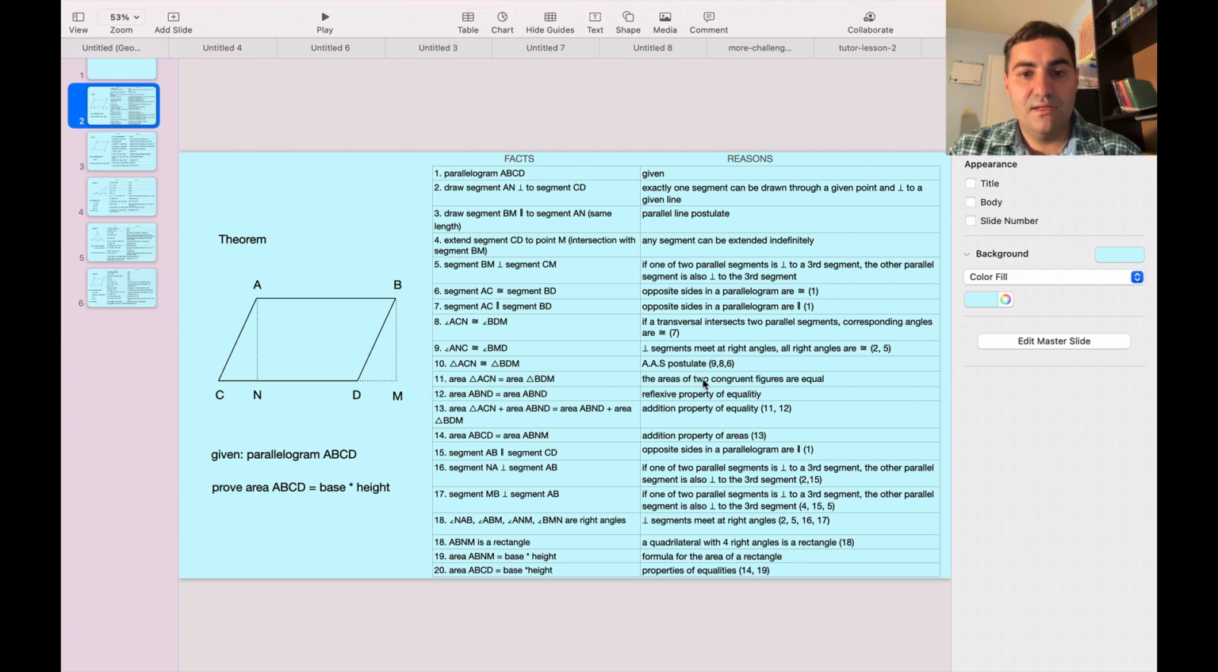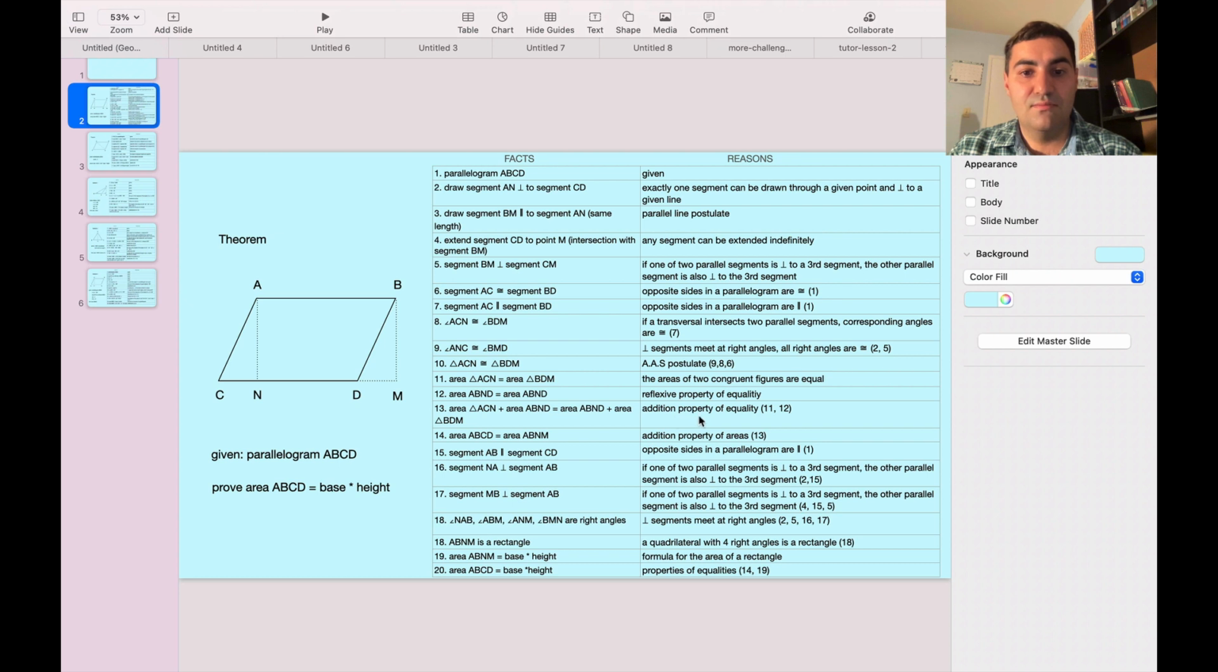So we know the areas of two congruent figures are equal, right? We know that triangle ACN and triangle BDM are congruent figures, right? So their areas are going to be equal. Area of triangle ACN equals area of triangle BDM. And we can use the reflexive property of equality. So area of ABND, this looks like a trapezoid, right? Its area is going to be equal to itself. That's just the reflexive property.